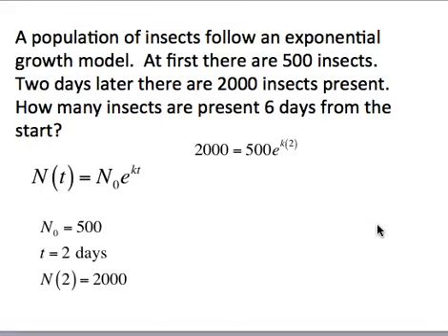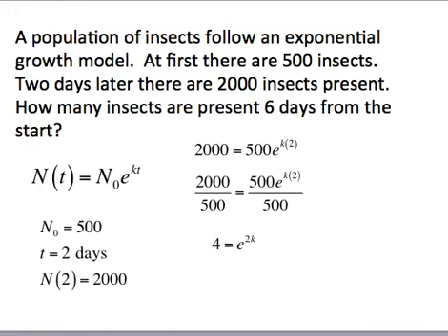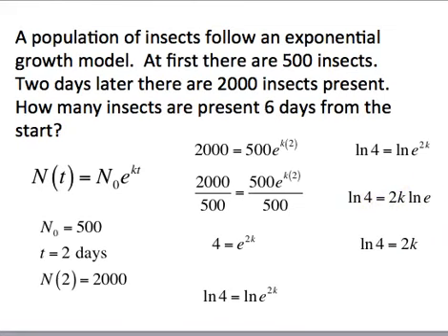Plugging all that in, we get this. Dividing by 500, 2,000 divided by 500 is 4. And we get 4 equals e to the 2k. Next up, to solve for k, we're going to take the natural logarithm of both sides and see what we get. Natural log 4 equals natural log e to the 2k. 2k comes down front, so natural log 4 will equal 2k natural log e. But we know natural log e is 1, so we have log 4 is 2k, and then divide both sides by 2, and we get k is log 4 over 2.